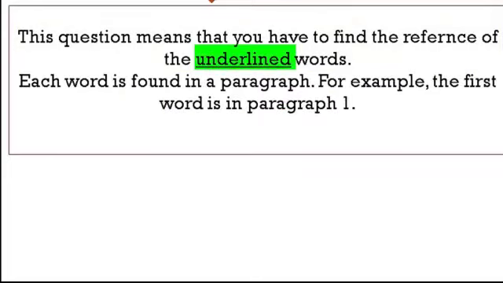They tell you, what does it mean? What does it refer to? For example, here we have each word found in a paragraph. The first word is in paragraph number 1, which is the country. You have to go back to the word which is there, and tell us which country is mentioned there. We have the school. Of course, you should give the name of the school which is there, or which school. Is it a primary school? Is it whatever it is?